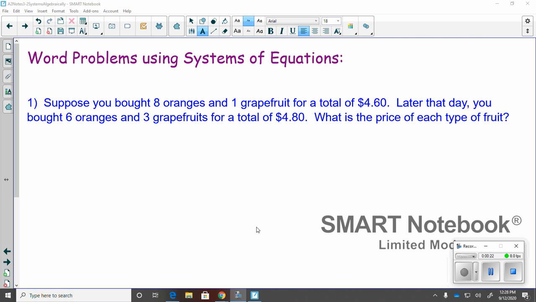Example 1. Suppose you bought 8 oranges and 1 grapefruit for a total of $4.60. Later that day, you bought 6 oranges and 3 grapefruits for a total of $4.80. What is the price of each type of fruit?